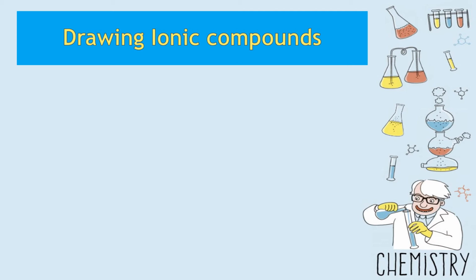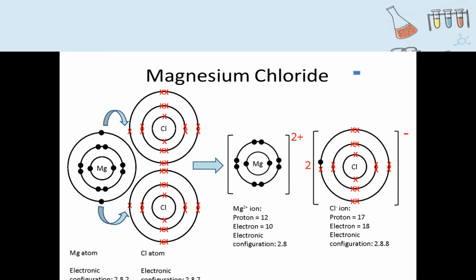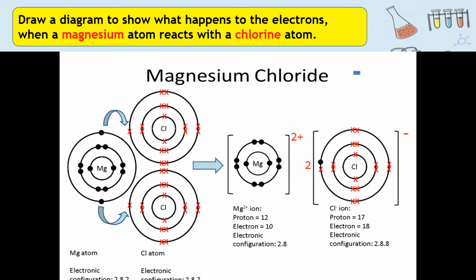Now, drawing ionic compounds, we can also talk about the Lewis dot structure, but we are going to talk about the dots and crosses of electrons when drawing ionic bonding diagrams. For example, draw a diagram to show what happens to the electrons when a magnesium atom reacts with a chlorine atom.